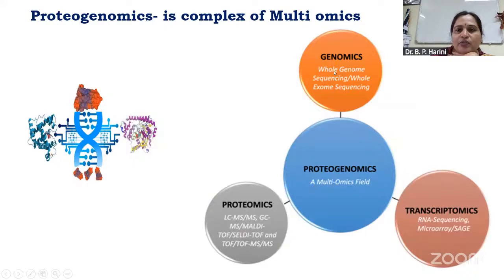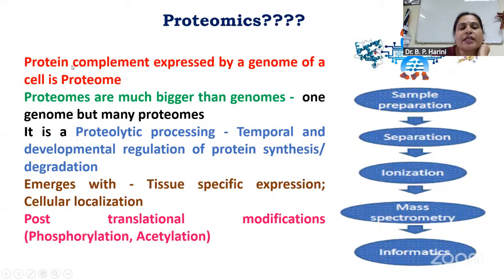So this is about the proteogenomics, wherein for proteogenomics, we need to have the genomics, wherein the whole genome sequence, whole exome sequence should be had, and through which a multi-omic field, that is proteogenomics, is arrived at, and then comes the proteomics and transcriptomics. So proteomics is nothing but the protein complement expressed by a genome of a cell, the protein of a cell is a proteome. Proteomes are much bigger than genomes, one genome, but many proteomes. It is proteolytic processing, that is the temporal and developmental regulation of protein synthesis or degradation. Through degradation, it emerges with a tissue specific expression or cellular localization. So post translation modification does happen through phosphorylation or acetylation.